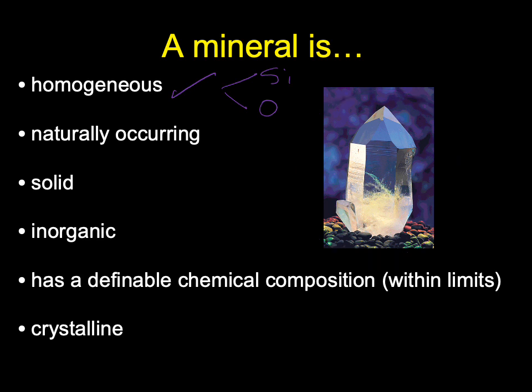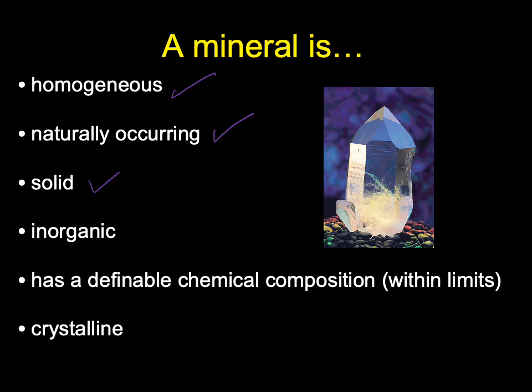It has to be the same mineral composition throughout. Now remember, I'm using silicon and oxygen for this example because this mineral here is quartz. Not all minerals have to have silicon and oxygen, but they do all have to be homogeneous. They have to have the same chemical composition throughout. They also have to be naturally occurring, right? Minerals that we might find produced in a laboratory, we call those synthetic minerals, but generally speaking, a mineral is naturally occurring. So we can find it somewhere forming naturally in the environment.